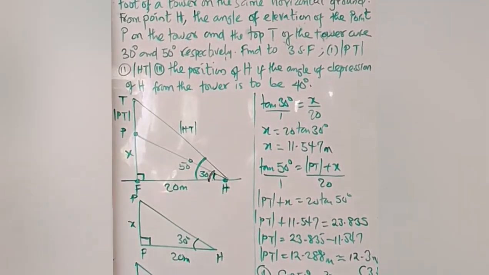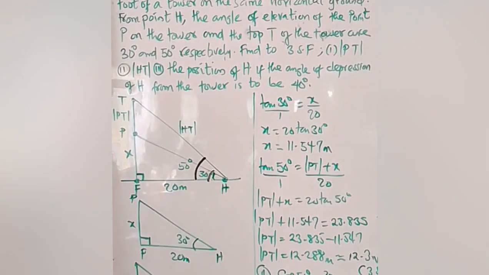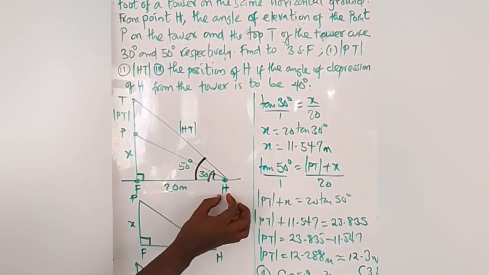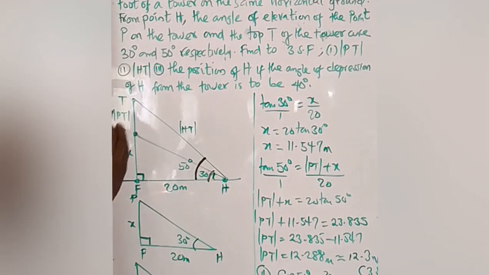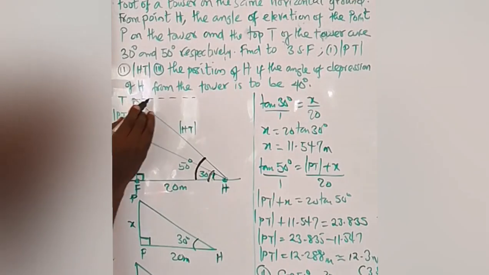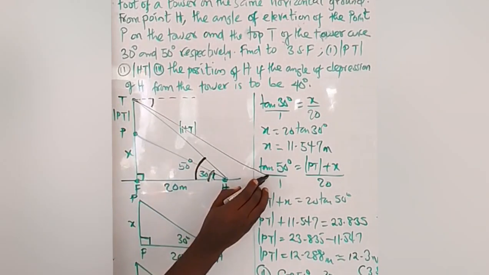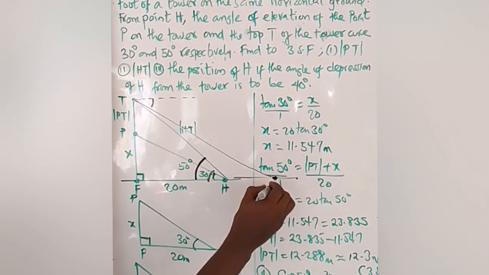Now, from this top, this angle from the top was 50. For the angle to be 40, this H has to move further away, because the closer H is to the foot, the bigger the angle of depression. So this is the top of the tower. For the angle of depression to be 40, what must be the position of H? Let's suppose H is now here.